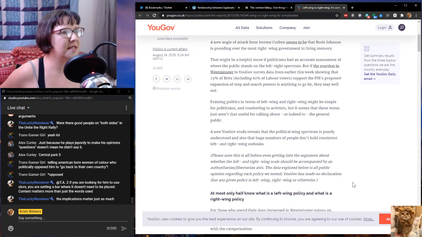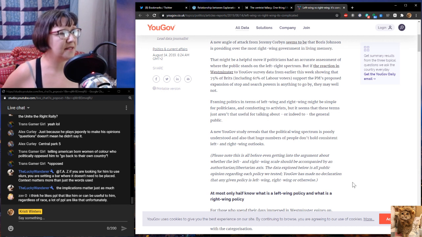Framing politics in terms of left and right wing might seem simple for politicians and comforting for activists, but it seems that these terms just aren't that useful for talking about, or indeed to, the general public. A new YouGov study reveals that the political wing spectrum is poorly understood, and also that huge numbers of people don't hold consistent left and right outlooks.